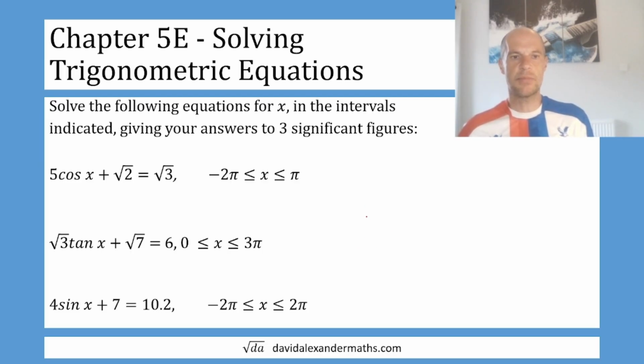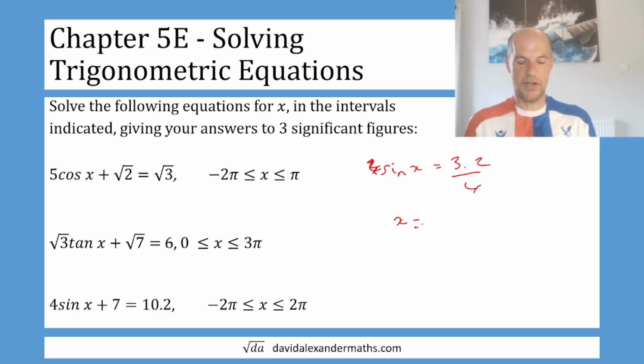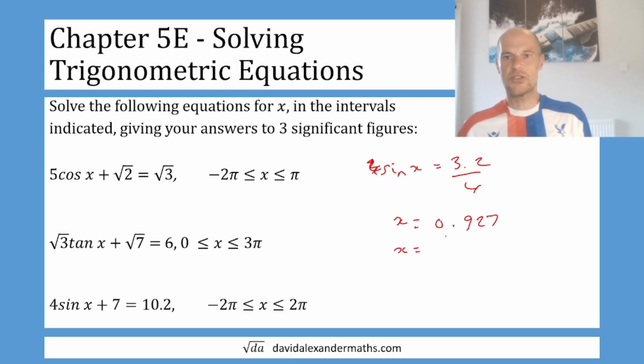Okay, this final example, I'm going to take away 7. So 4 sine x is 3.2. So the sine of x is 3.2 over 4. So x is the inverse sine of 3.2 divided by 4. And what are we getting? We are getting 0.927. And my next solution is the primary subtracted from pi. So pi take away answer, 2.21.